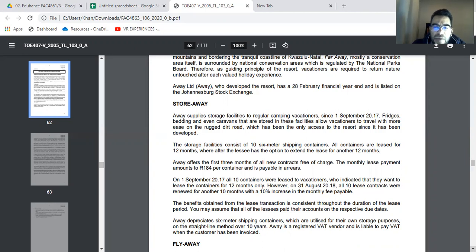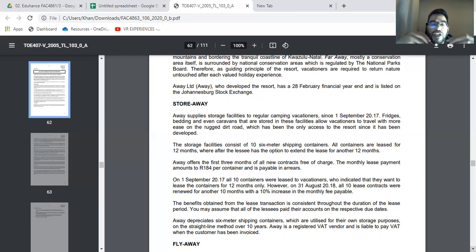Okay. However, on 31 August 2018, so remember 31 August 2018, that is obviously the end of the lease contract for 12 months. All 10 lease contracts were renewed for another 10 months with a 10% increase in the monthly fee payable. The benefits obtained from the lease transaction is consistent throughout the duration of the lease period. You may assume that all of the lessees paid the accounts on the respective due dates.